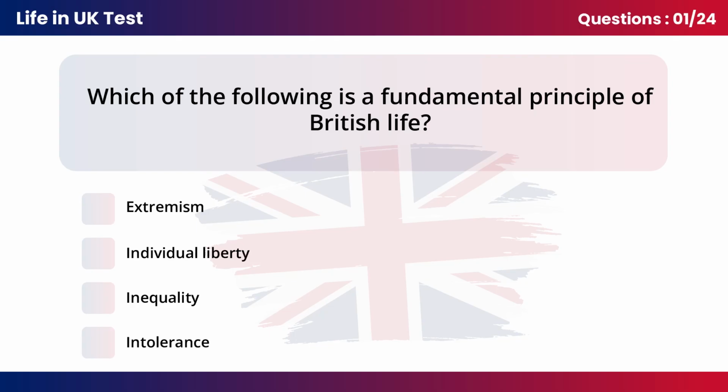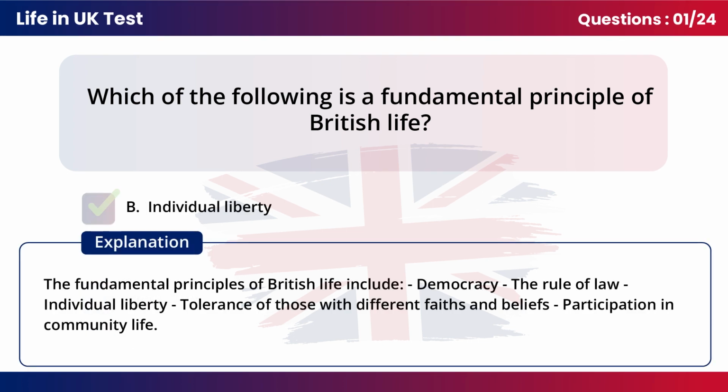Question 1. Which of the following is a fundamental principle of British life? B. Individual liberty. The fundamental principles of British life include democracy, the rule of law, individual liberty, tolerance of those with different faiths and beliefs, participation in community life.